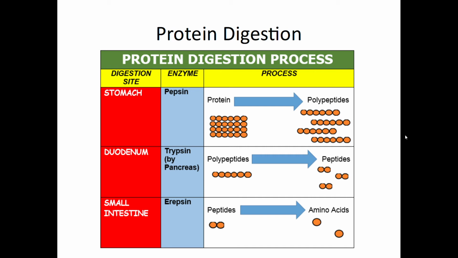And it breaks these into polypeptides that then trypsin can break down. Trypsin can't break down these complicated structures, but it can break down polypeptides into smaller peptides. So trypsin is secreted by the pancreas, it's active in the duodenum, breaks down the polypeptides into smaller peptides. Then in the small intestine, we have aminopeptidase, which breaks down these smaller peptides into individual amino acids. And that is what we can finally absorb.